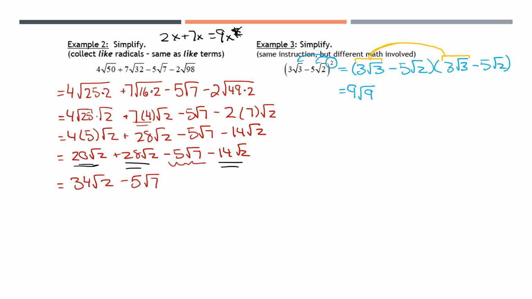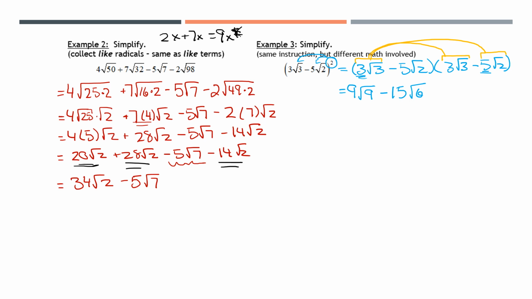Now, we're going to take that same first term, 3 root 3, but this time I'm going to multiply it to the next part of the binomial, which is negative 5 root 2. So 3 root 3 times negative 5 root 2, it's going to be a negative. Integers first, so that's the 3 times the negative 5, and that's a 15. Then the radicals, so root 3 times a root 2. Radicals times radicals, what's root 3 times root 2? It's root 6.